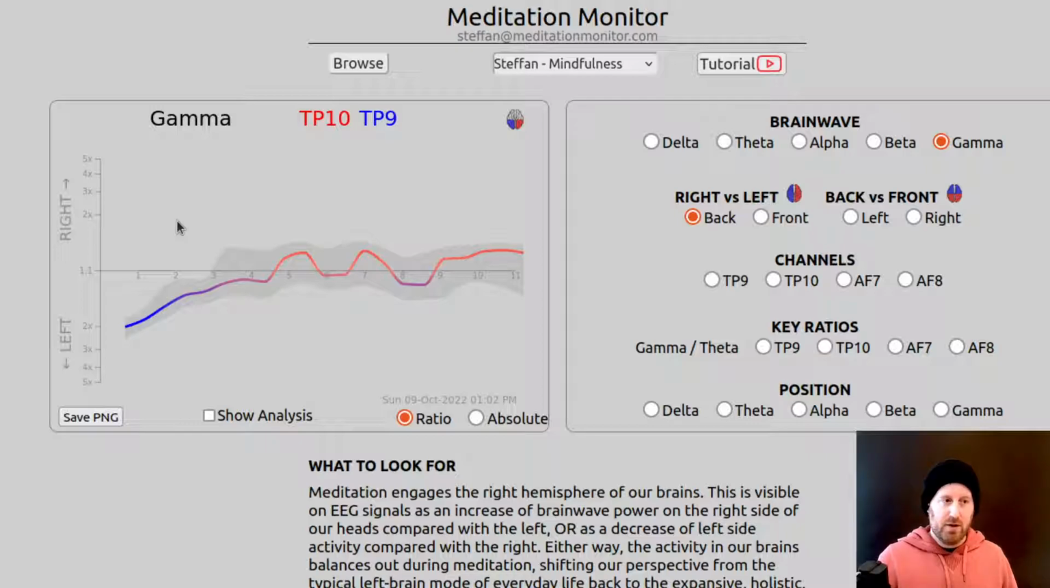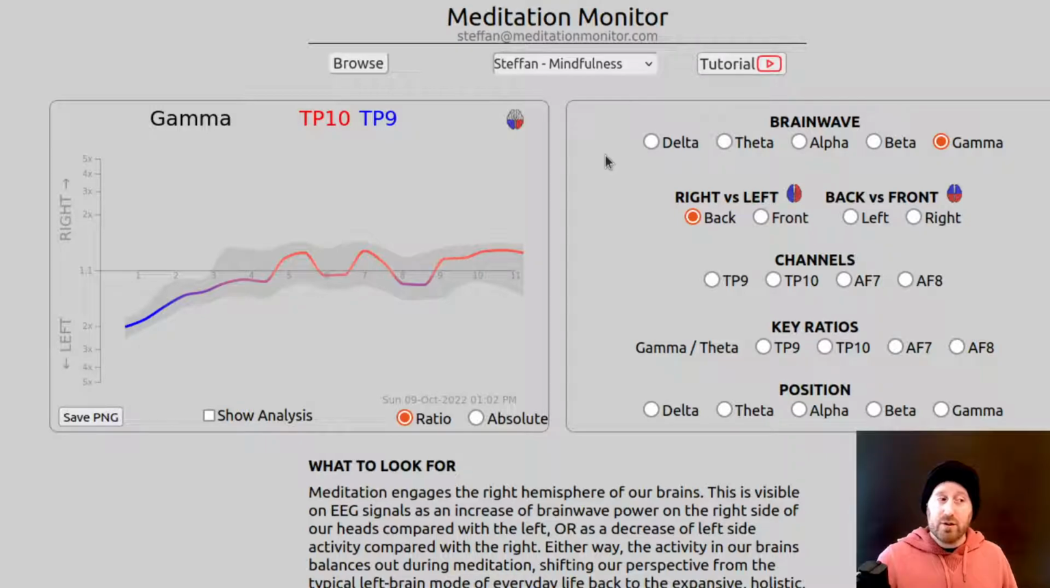this view, which is gamma waves, comparing left versus right, in this case TP10, which is the red one here, and TP9, and we're looking at the back, so these TP regions. I default to this because I find it so far the most useful for immediately seeing some dramatic changes, which I think we're most familiar with from various types of meditation.